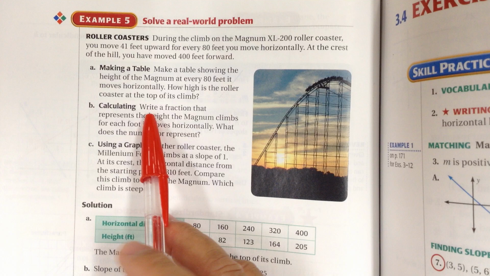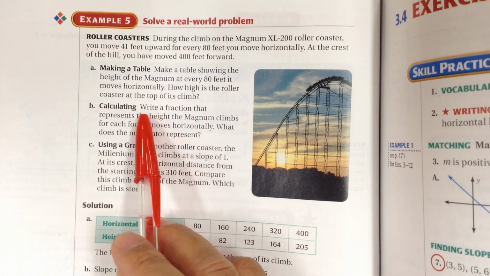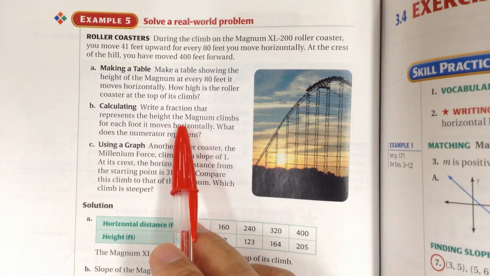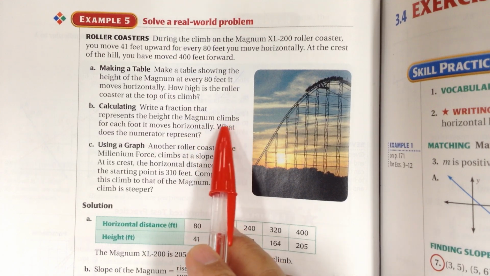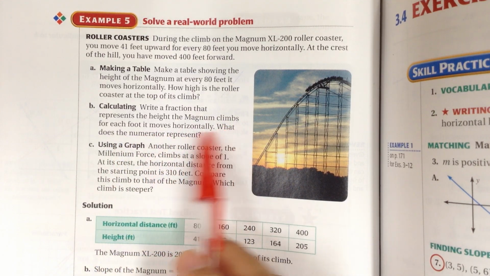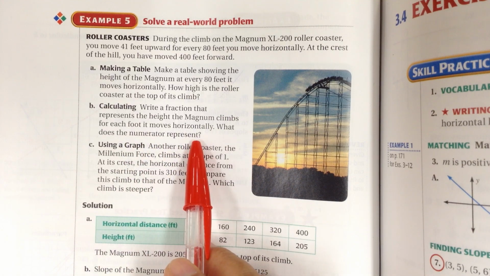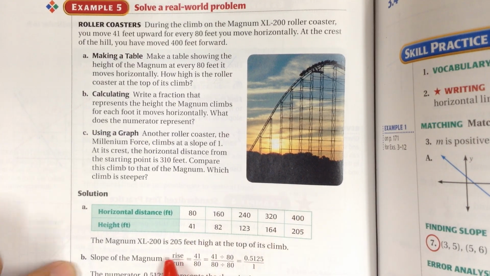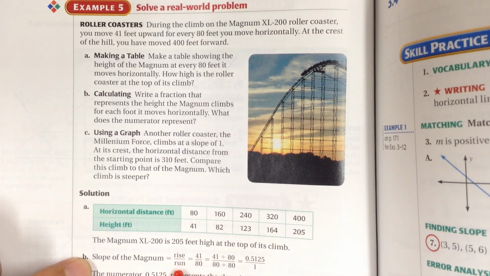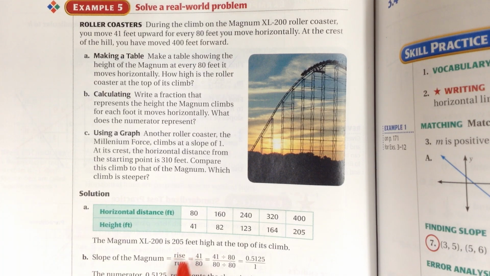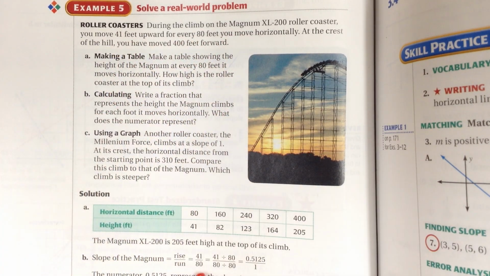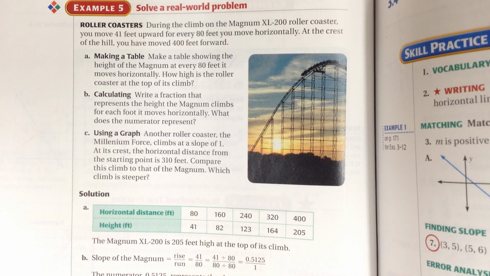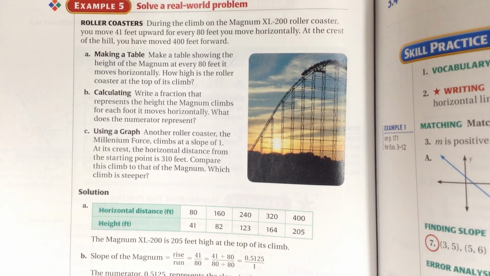Okay. So make a table, and it says write a fraction to represent the height the Magnum climbs for each foot it moves horizontally. What does the numerator represent? Okay. So again, if you look over here, you make the table. So the slope is rise over run. Remember, that's the definition. So rise is 41 over 80. Okay, so that's the slope. Okay, so the fraction 0.5125 represents the slope in decimal form.